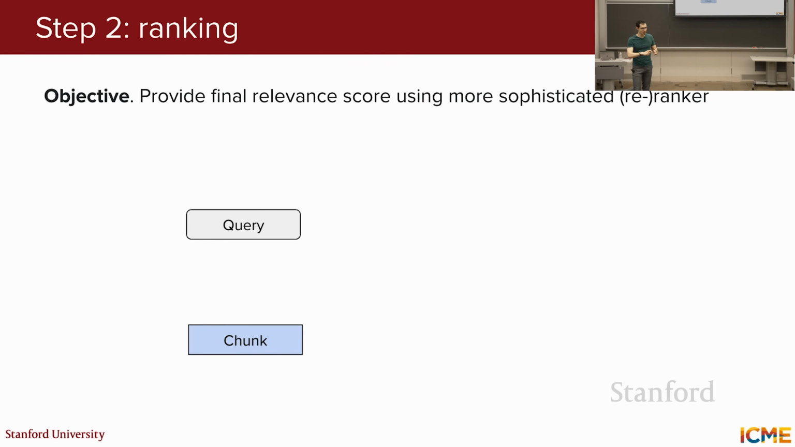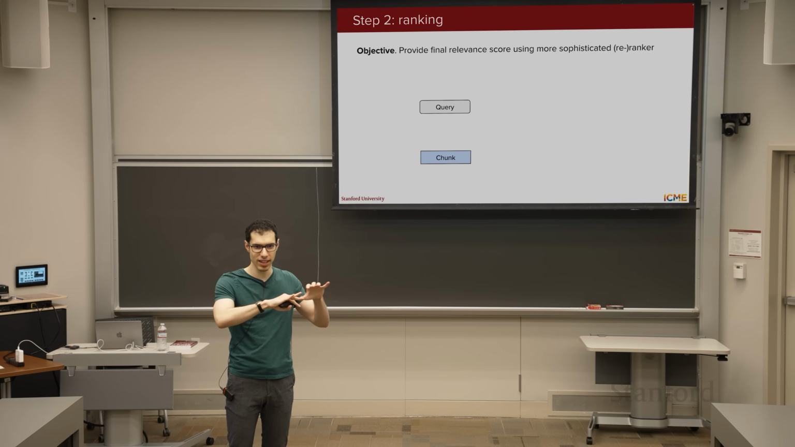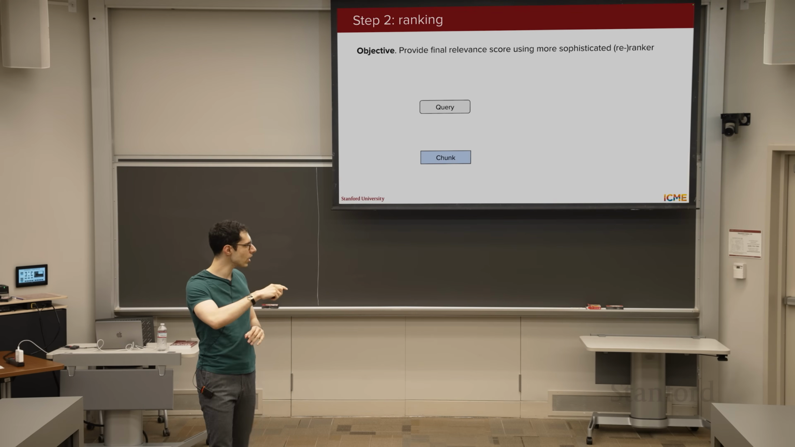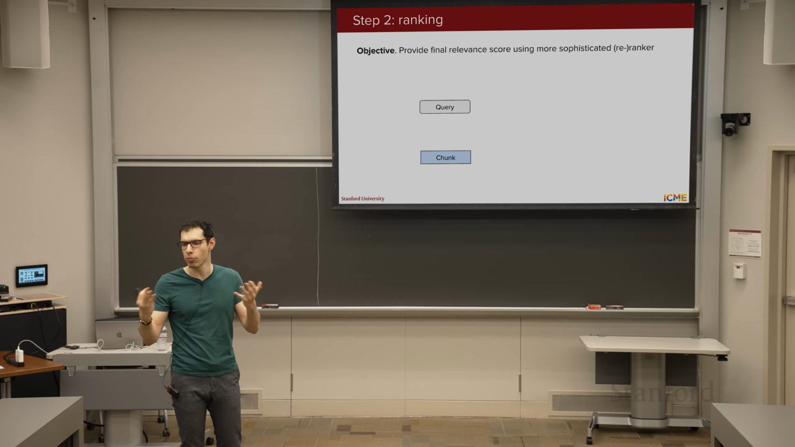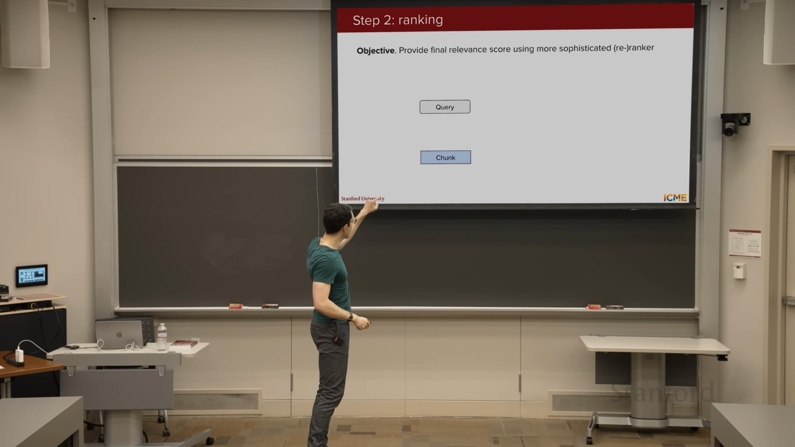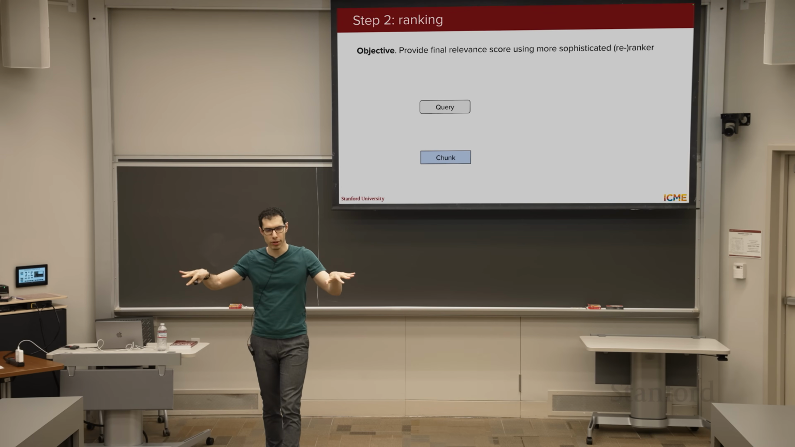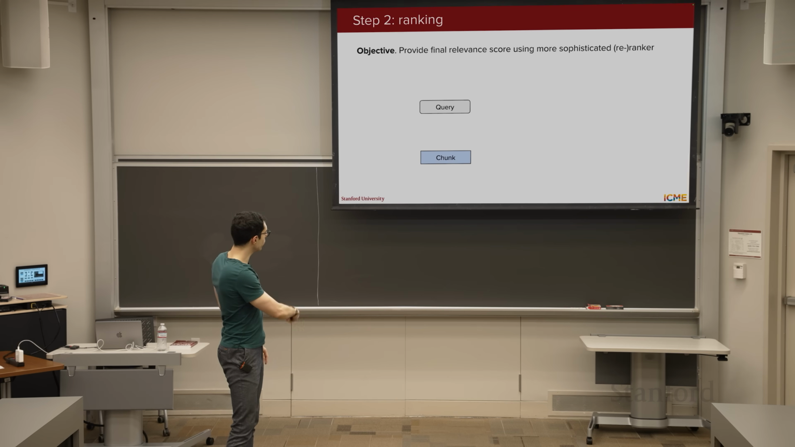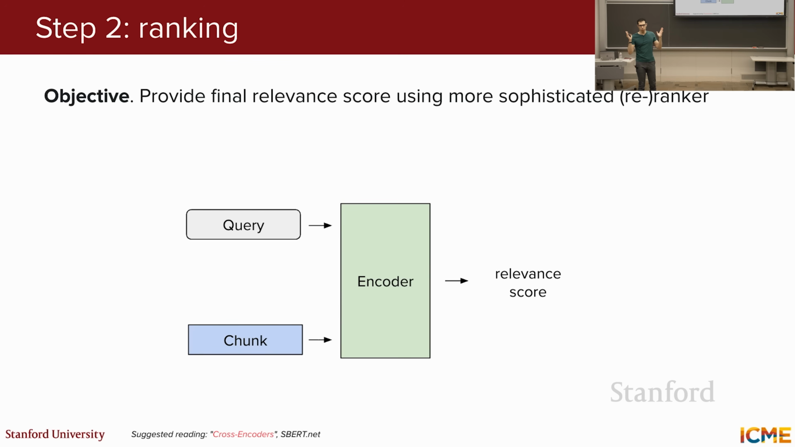So we're re-ranking. And what we're doing is instead of using this very quick similarity operation between embeddings that we've computed, we're going to use something that is maybe a bit more sophisticated. So instead of considering the query and the chunk separately, what we're going to do is to actually put them both in the encoder, both of them, and have a relevant score out of that.